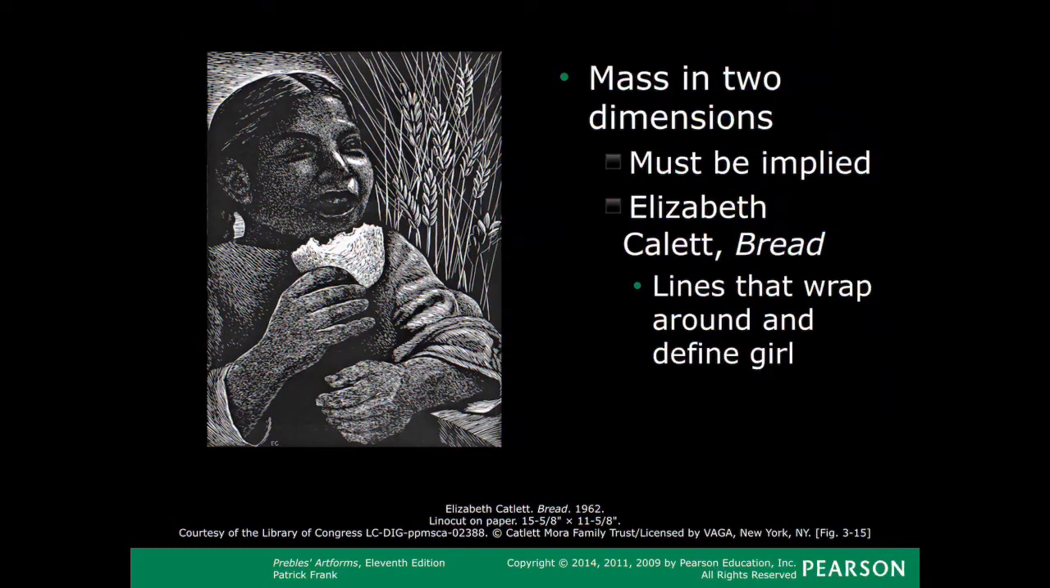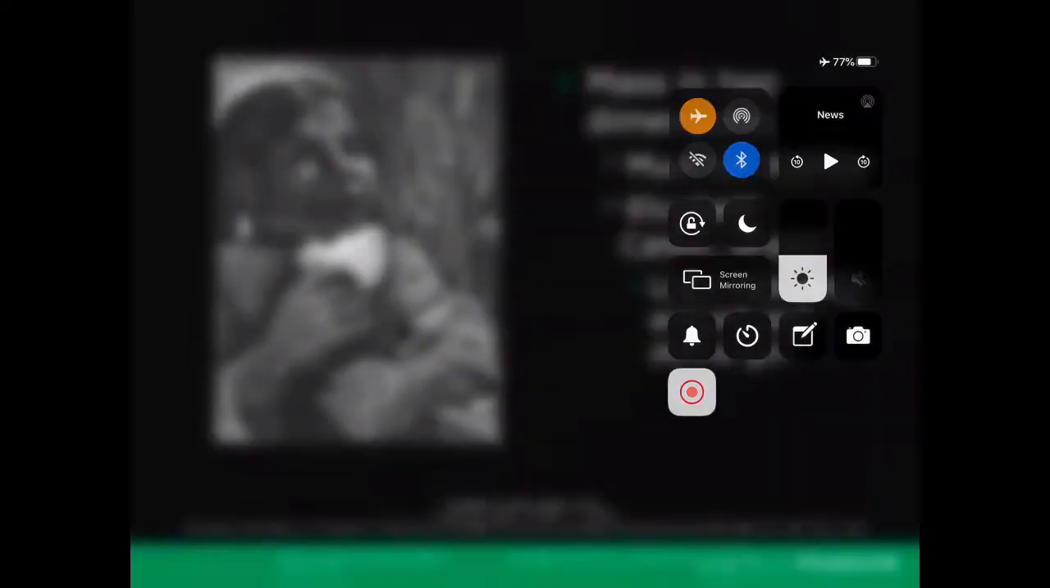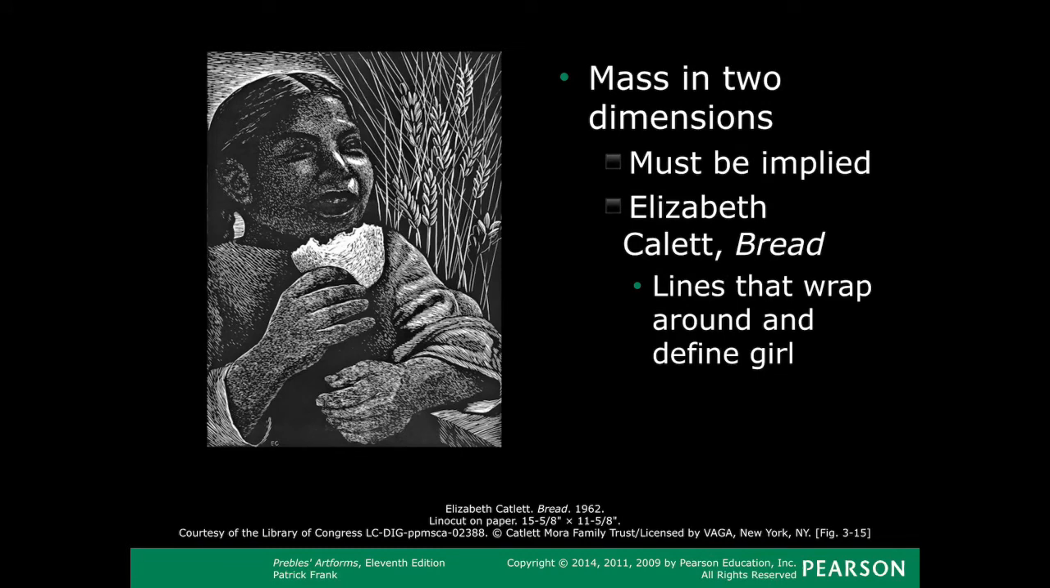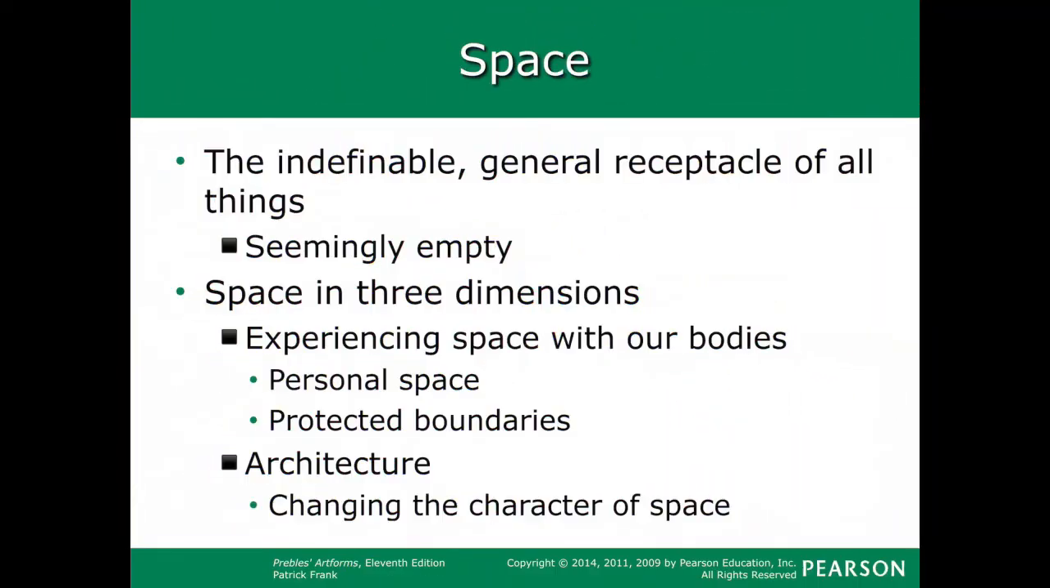And when it comes to mass, it doesn't always have to deal with three-dimensional works. We can see mass being portrayed in two-dimensional works such as this. This is by Elizabeth Catlett. The work is called Bread, made in 1962. And the artist creates mass using lines and dots, actually. So even though we are looking at a two-dimensional surface where the plane is actually flat, the artist finds a way to create mass using these types of techniques.